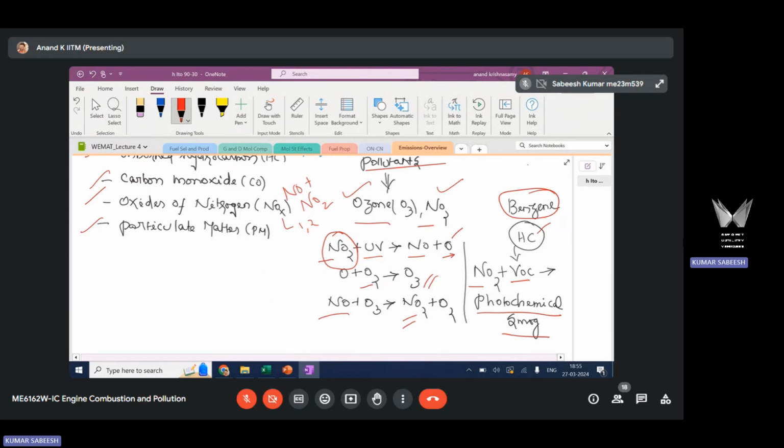If you have high NO2 concentration in the surrounding ambient, which is forming through this route, right? In presence of volatile organic compounds, which are also released by the engine, especially SI engines release more volatile organic compounds, this NO2 and volatile organic compound combine and form this photochemical smog. What is this photochemical smog? Any idea?